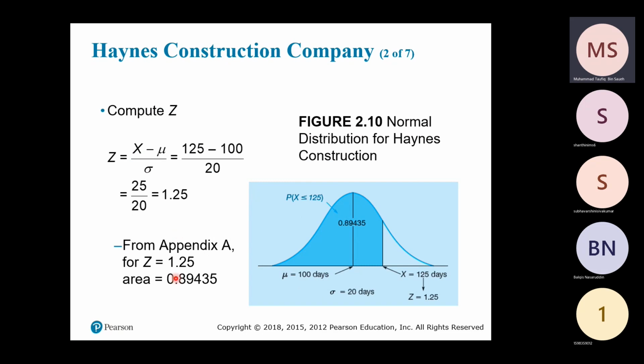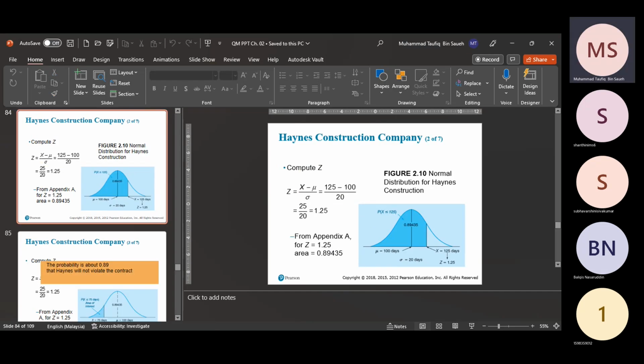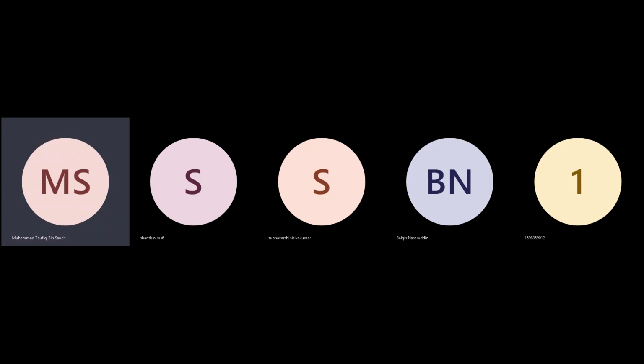And then from 1.25, we look at the table. Let me try to find the table for you. Standard normal distribution. Wait, let me share the slide with you.